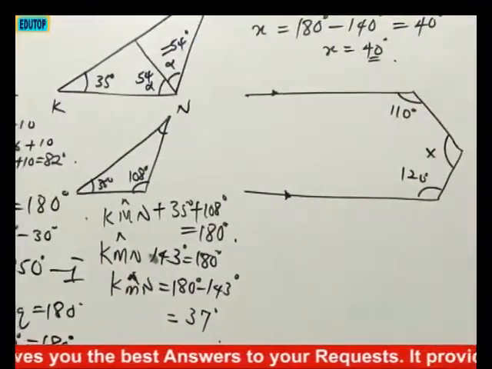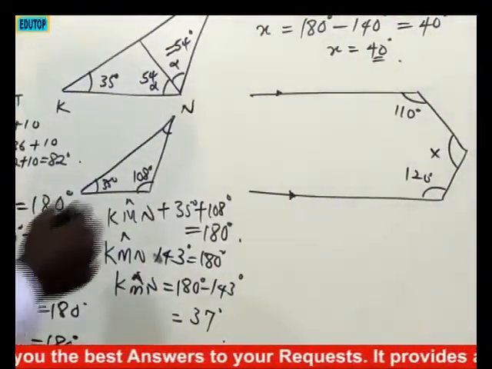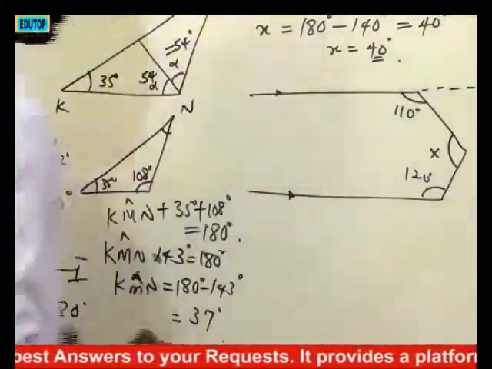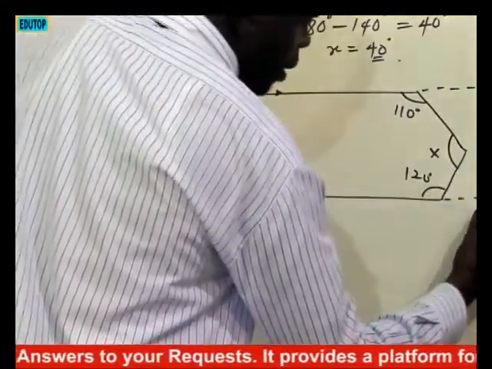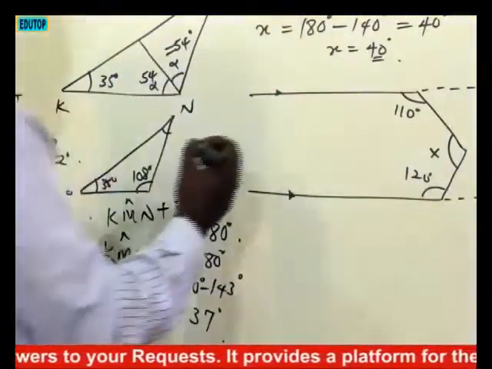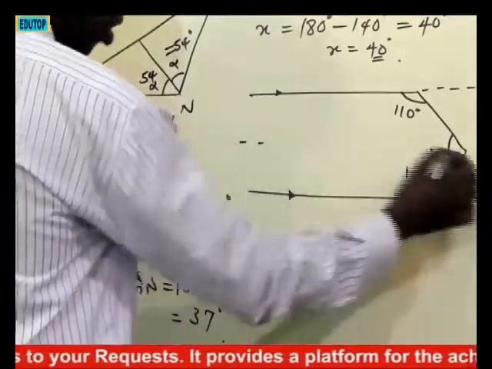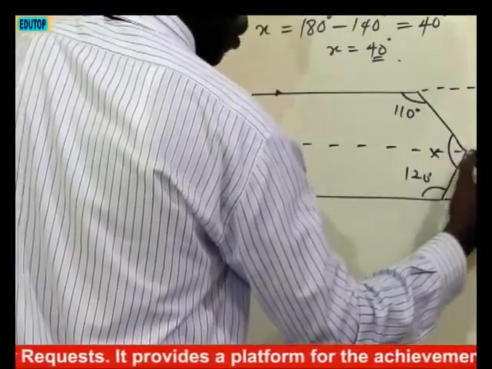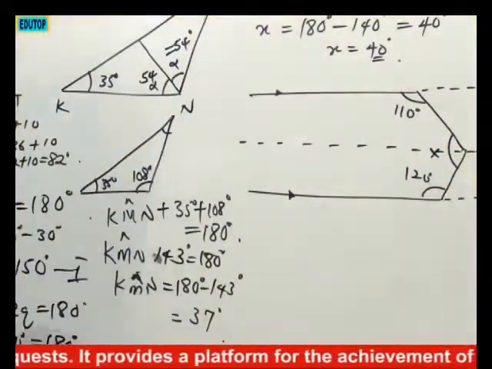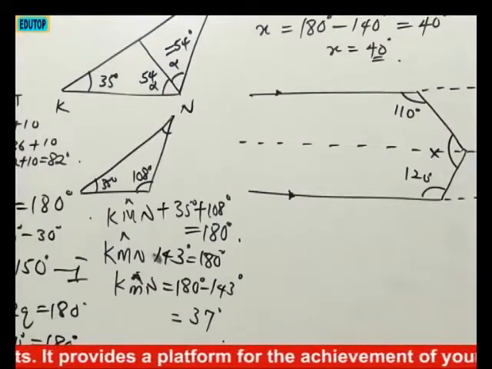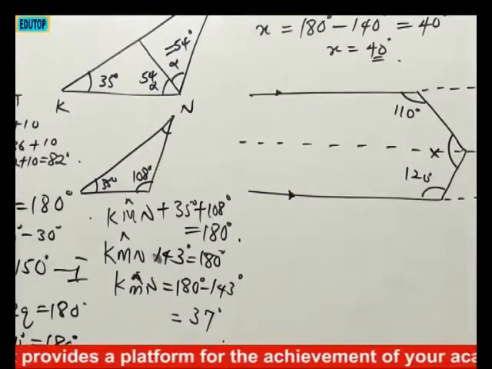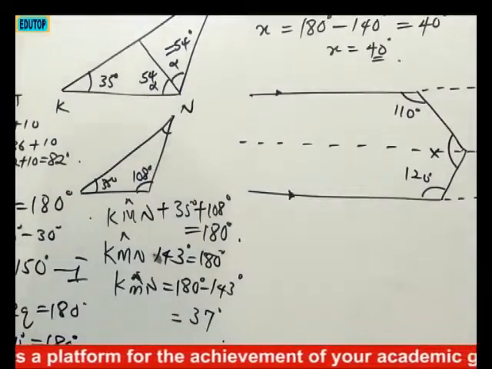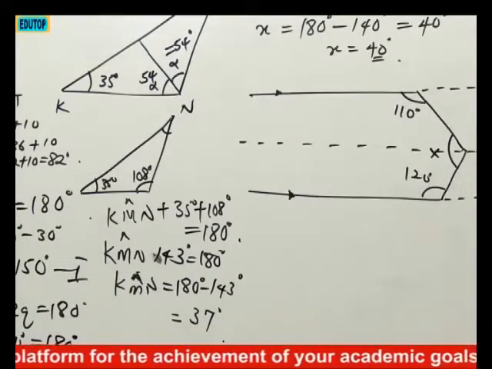What we do first is to draw a broken line. First and foremost, let's complete this line, then it will be a broken line. We have completed this. Let's complete this too, a broken line. Then we now draw a broken line in between them to cut at this point. So what is the essence of doing that? So that we can trace our angles, because if you have two parallel lines and there is a transversal, we check out for corresponding angles, vertically opposite angles, and alternate angles.